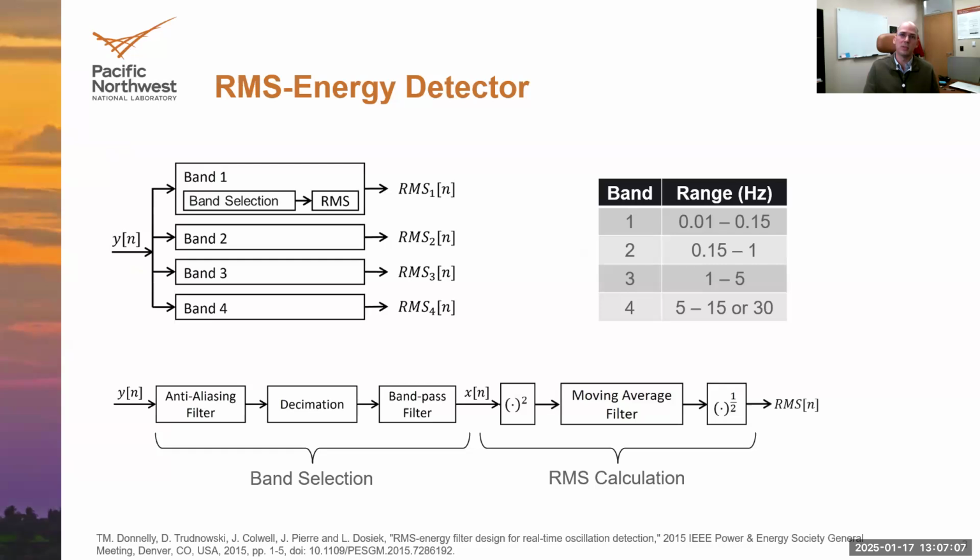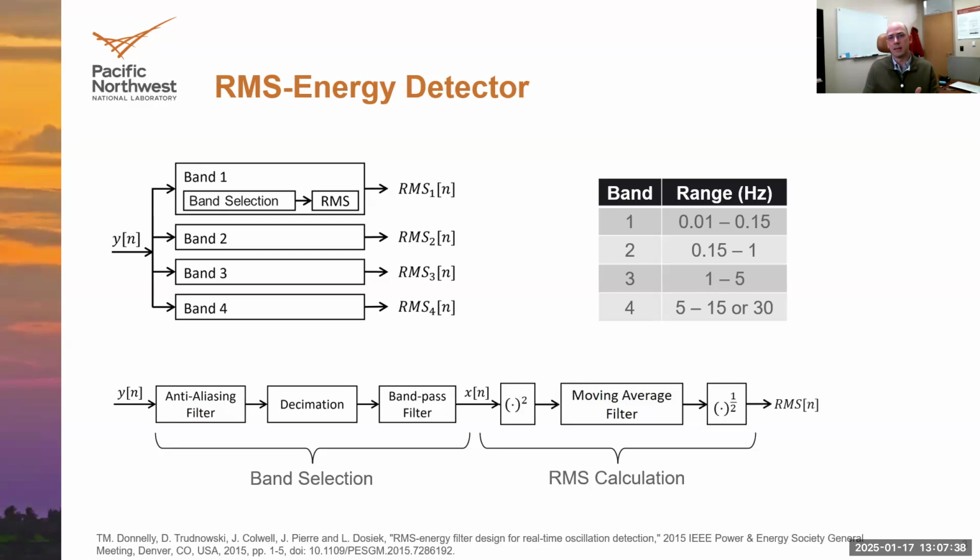So you take in that PMU signal and then use some signal processing, shown at the bottom in that band selection portion, where you do some anti-aliasing filtering, decimation, and a bandpass filter to basically break it into four new signals, each one of which has frequency content in the range shown in the table. And then finally, you implement the RMS calculation using a moving average filter for the averaging.